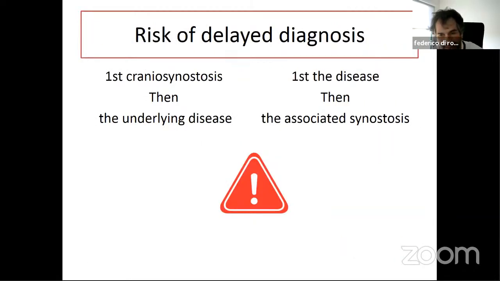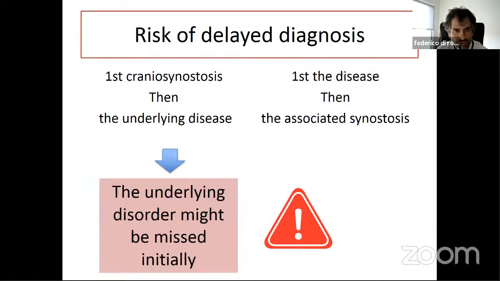So we have, in this type of bone disease, the risk of sometimes having a delayed diagnosis of the underlying syndrome. In some cases, we have first the diagnosis of craniosynostosis, and only later the underlying disease is recognized, and this delay can be problematic, as we have seen. And in other cases, the other way around, the bony disease is recognized, but not the associated synostosis, and this is also a problem.